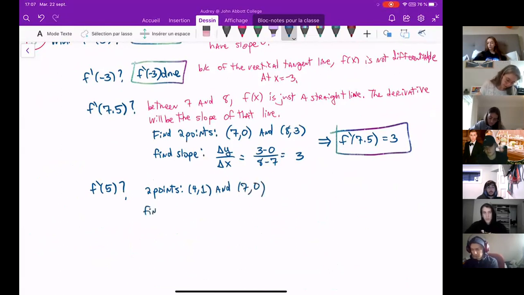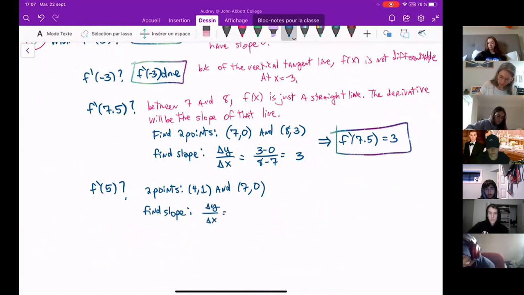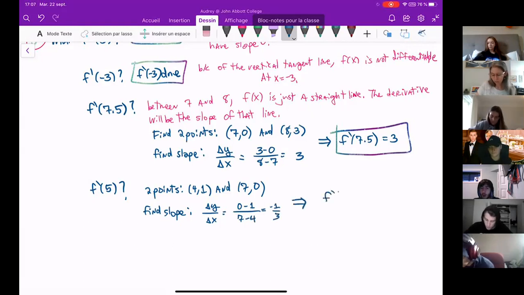And so then we want to find the slope. So I say change in y over change in x. That's 0 minus 1 over 7 minus 4, which gives me a negative 1/3, which tells me that my derivative is therefore negative 1/3. F prime of 5 is equal to negative 1/3.